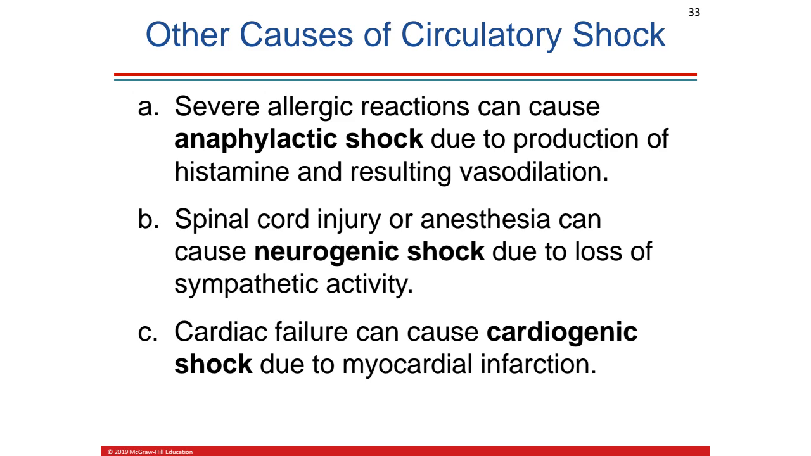Additionally, you have spinal cord injury or anesthesia, which can cause neurogenic shock, which is due to the loss of sympathetic activity. Recall that normally you have sympathetic activity and it's balanced with parasympathetic activity. But if you suddenly have a loss of sympathetic activity, this could lead to the parasympathetic nervous activity being dominant, and this will slow down heart rate and essentially reduce cardiac output.